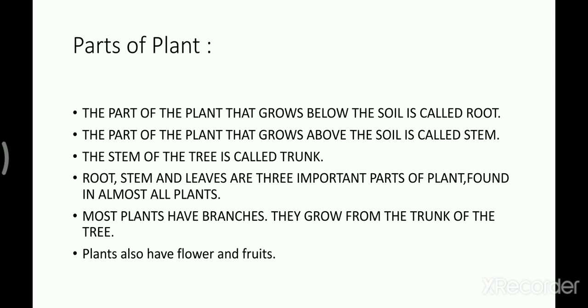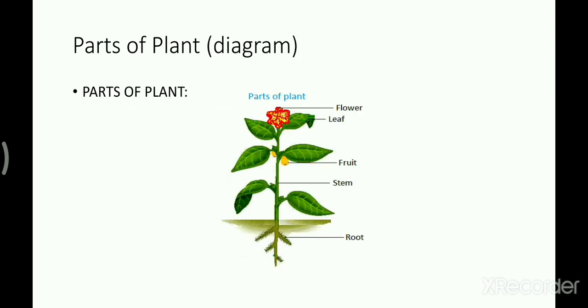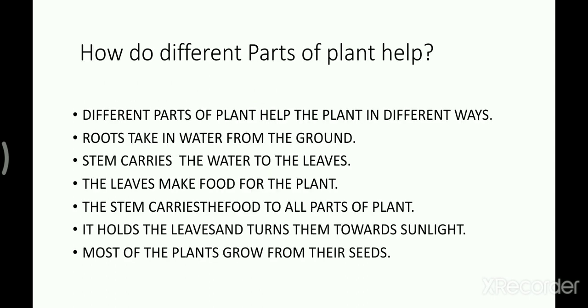Here is the picture, a diagram of the different parts of the plant. You can draw in your notebook the different parts of the plant and color them and label them. The bottom part is called the root. The part above the soil is called stem. Then there is a fruit. The green part of the plant is called leaf, and the colorful part of the plant is called flower. In this way, these are the different parts of the plant.